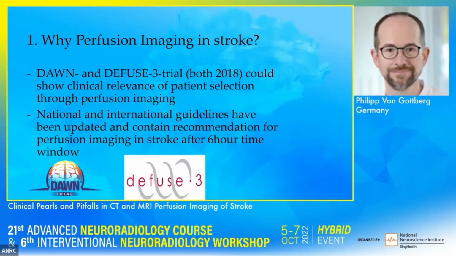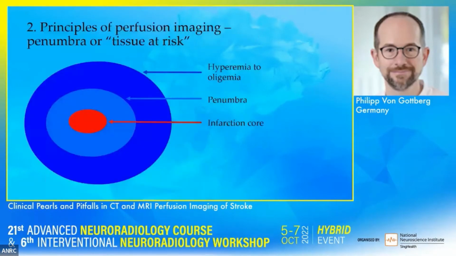However, these two studies identified patients through careful selection that would still profit up to 24 hours after stroke onset from mechanical thrombectomy, and this was done mainly through perfusion imaging. Ever since, the recommendation for carrying out perfusion imaging for patients presenting at the hospital after 6 hours of onset has entered national and international guidelines.